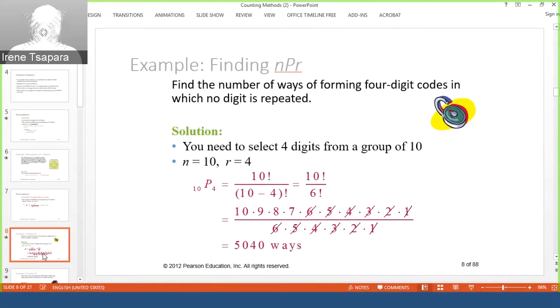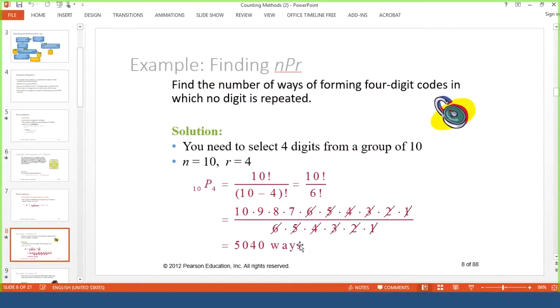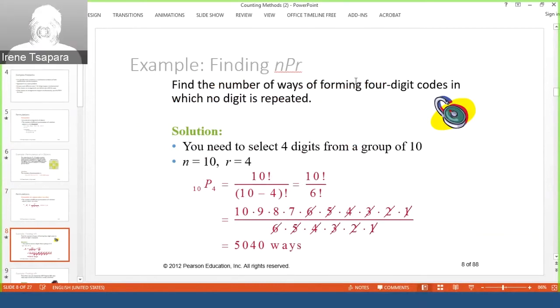Right? So this means immediately that you need to select 4 digits from the group of 10, first of all, and then arrange those 4 digits in order. We use the formula 10P4, and the formula is n factorial divided by (n minus r) factorial. And this is how we get our numbers. Immediately, the order decides the formula that you use. This is what you need to have in mind.